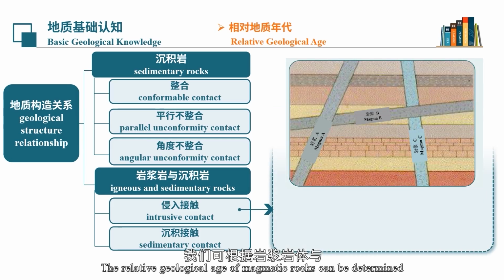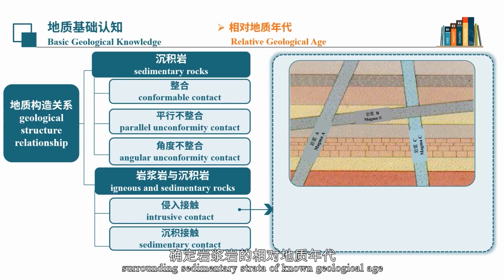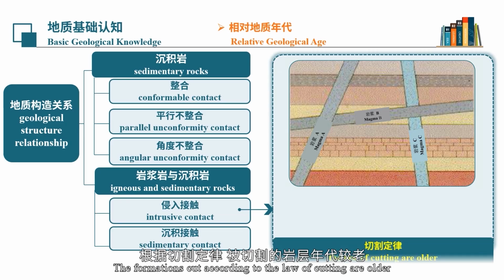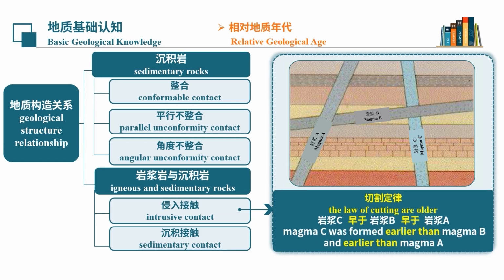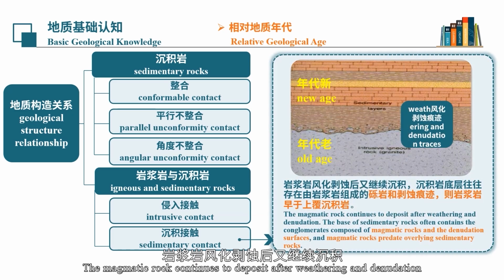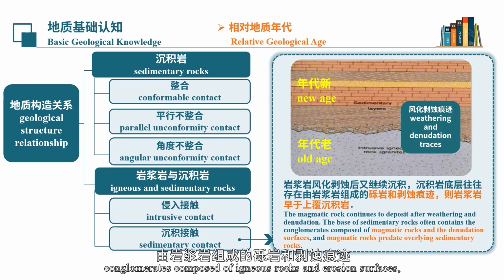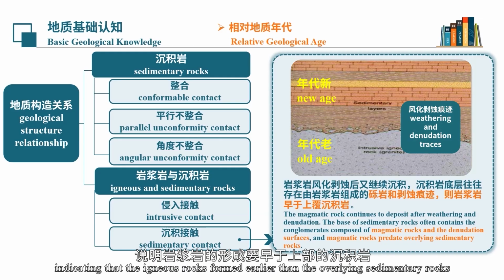Similarly, the relative geological age of magmatic rocks can be determined based on their contact relationships with surrounding sedimentary strata of known geological age. The formations cut, according to the law of cutting, are older. Therefore, magma C was formed earlier than magma B and earlier than magma A. The magmatic rock continues to deposit after weathering and denudation. Therefore, the base of sedimentary rocks often contains conglomerates composed of igneous rocks and erosion surfaces, indicating that the igneous rocks formed earlier than the overlying sedimentary rocks.